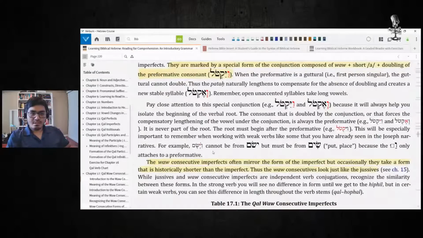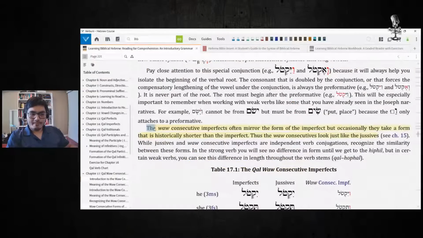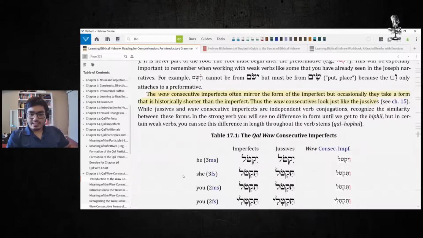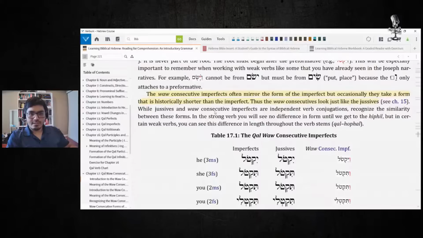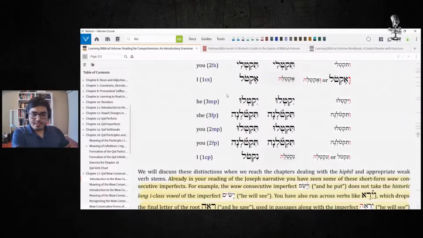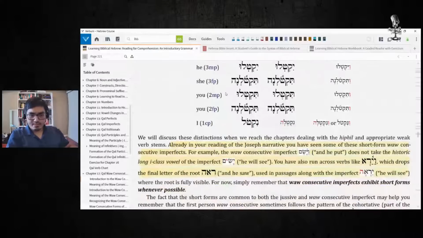There are a few things to note. So the verb consecutive imperfect often mirrors the form of the imperfect, as we've seen. However, this is not always the case. Sometimes it will take a form that is historically shorter than the imperfect. And in these situations, it'll look a little bit more like a jussive. And there are some examples given here.